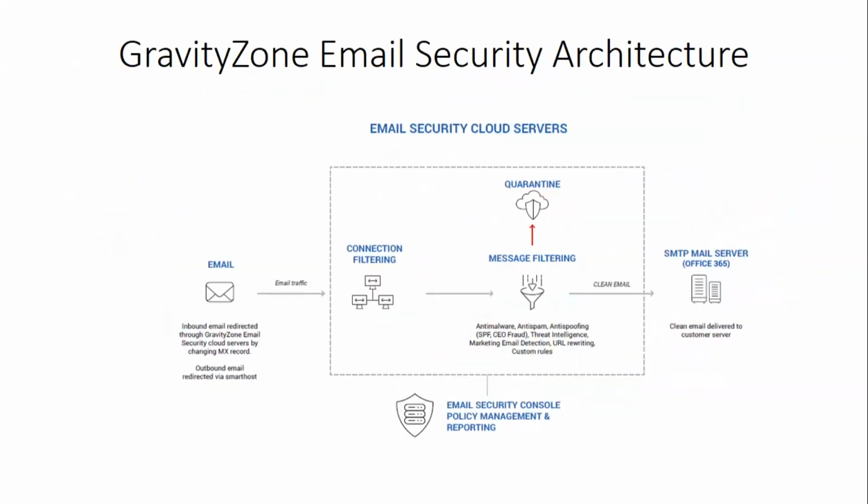For those people who are using Bitdefender, you have GravityZone Email Security, which will filter your email and block any message which may be suspicious, which may have a leak, or which may be used to defraud you. It ensures that by the time the email gets to the end user or the recipient, that email has been screened.